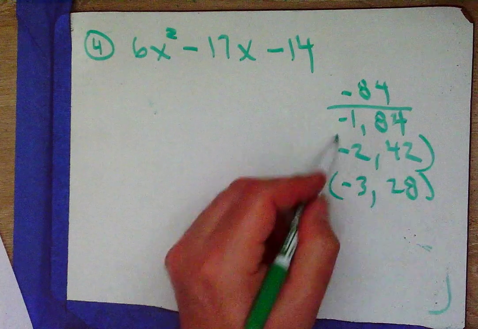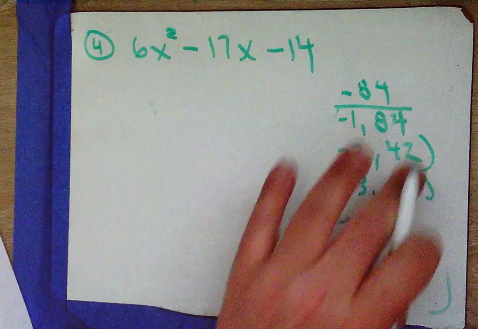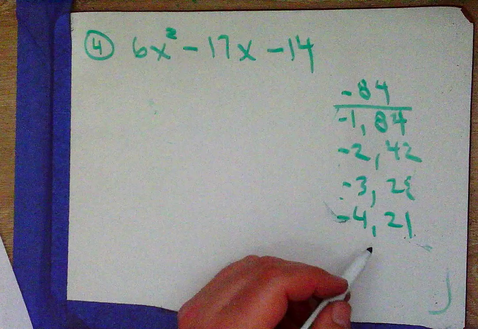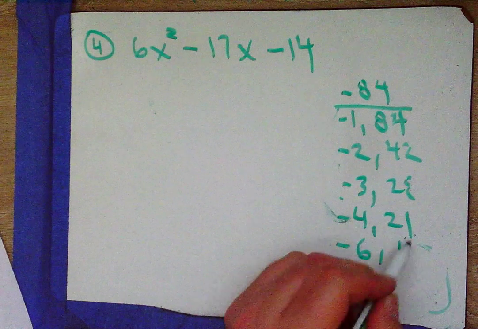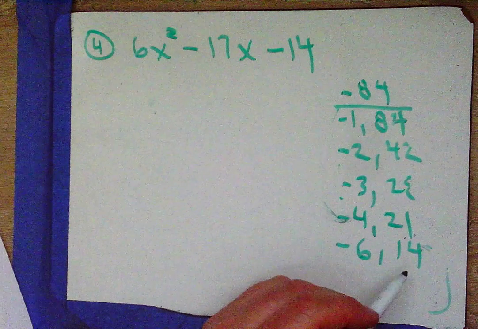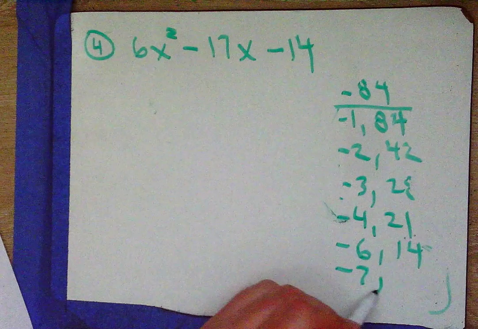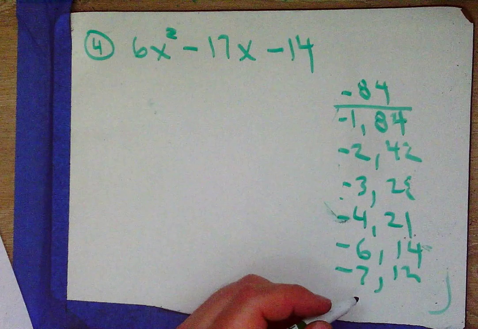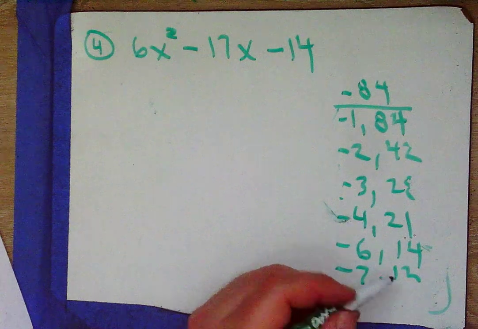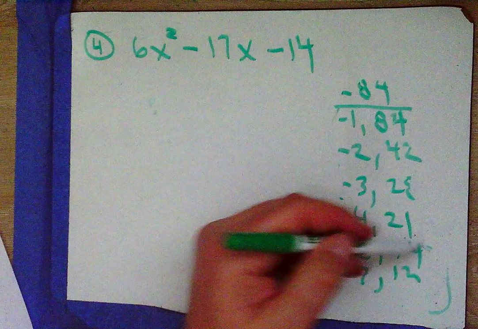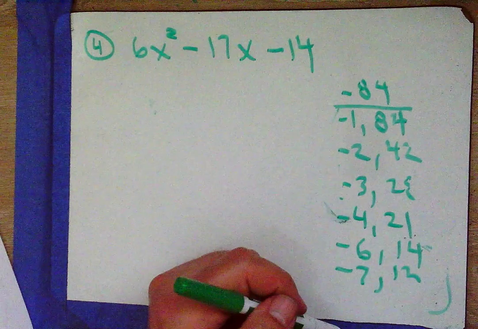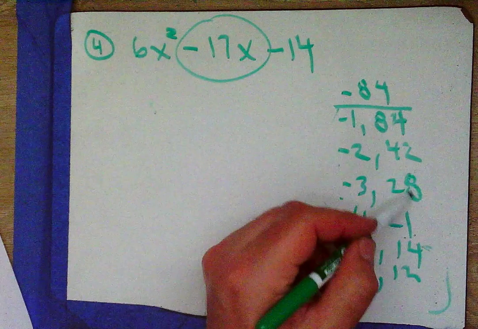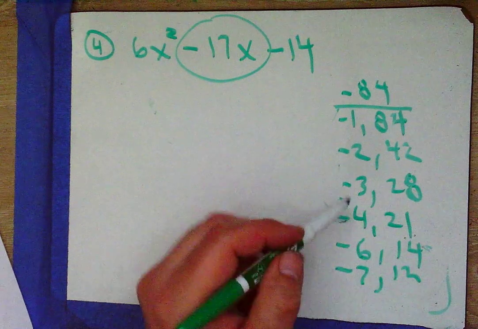And, oops, I don't want that. What else? How about 4? 4 goes in, negative 4 times 21. We know negative 6 times 14. Negative 7 times 12. And then it's just going to be these again, but the negatives go on those numbers. Okay, so do any of them add up to negative 17? That's a 28. There we go.